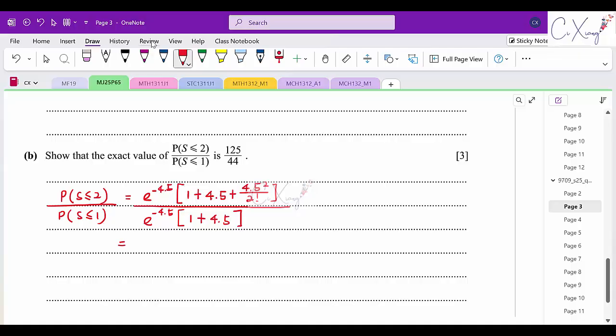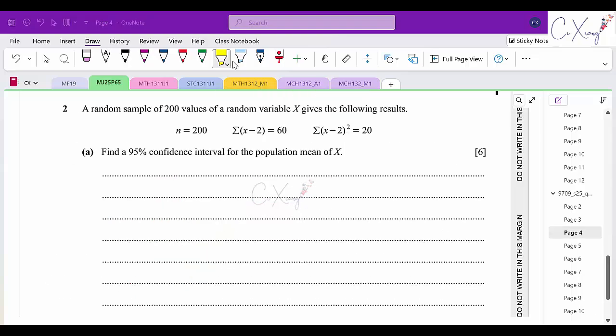Okay, after that, I think it's quite straightforward. You can just directly simplify the e power negative 4.5. Then try to simplify the numerator. The value that you get is a fraction, which is 125 over 8. Then what's the fraction at the denominator? If you add them together, you'll be having 11 over 2. Then simplify it, you'll be having 125 over 44. Right, yeah, so this is how we get the answer for question number 2.